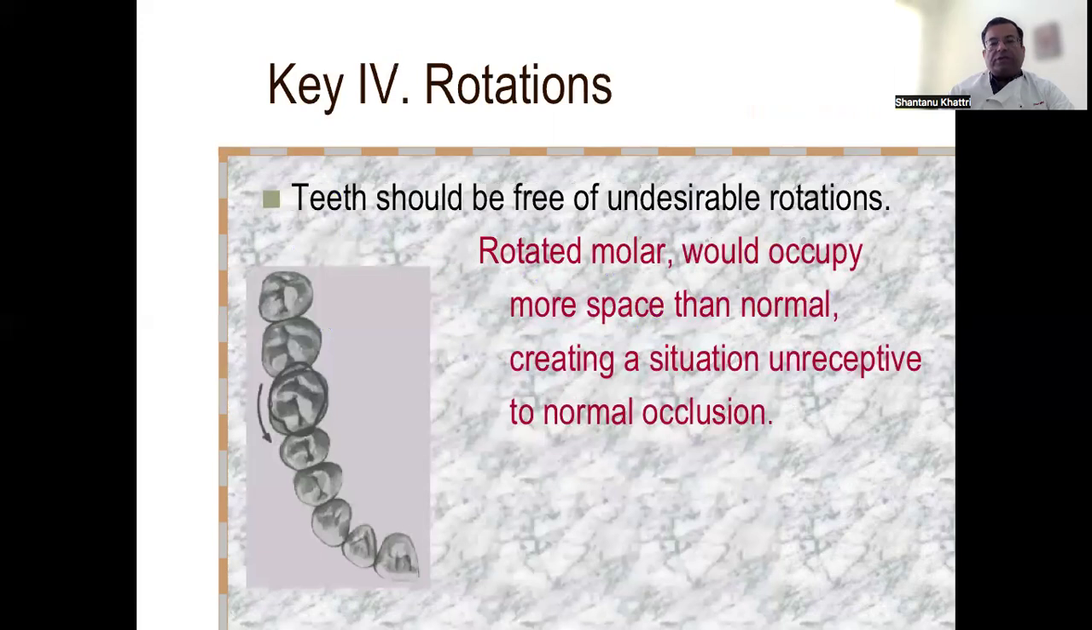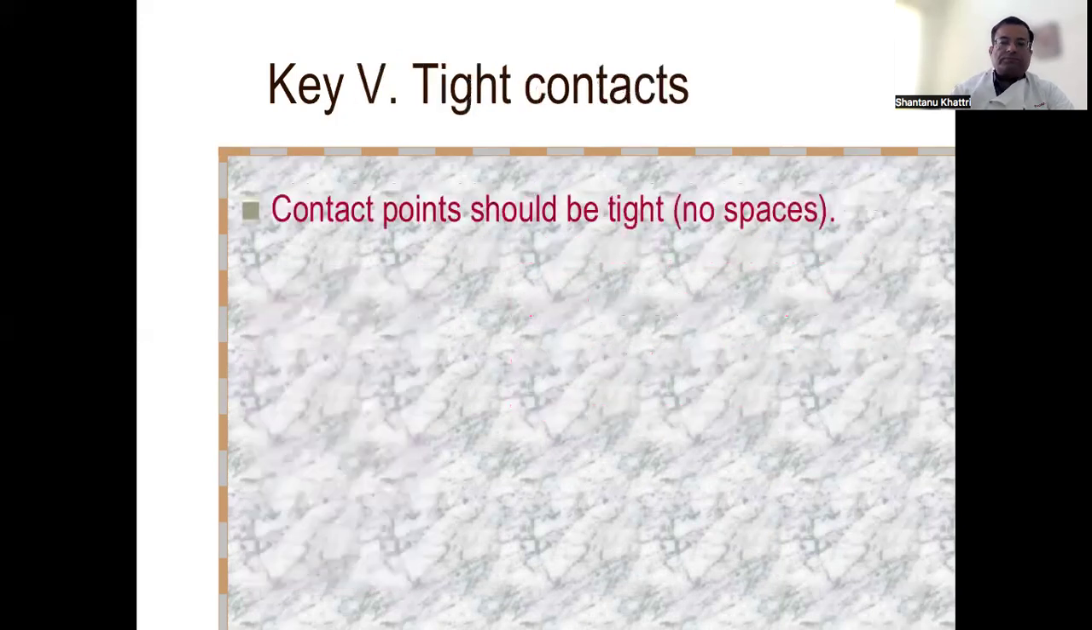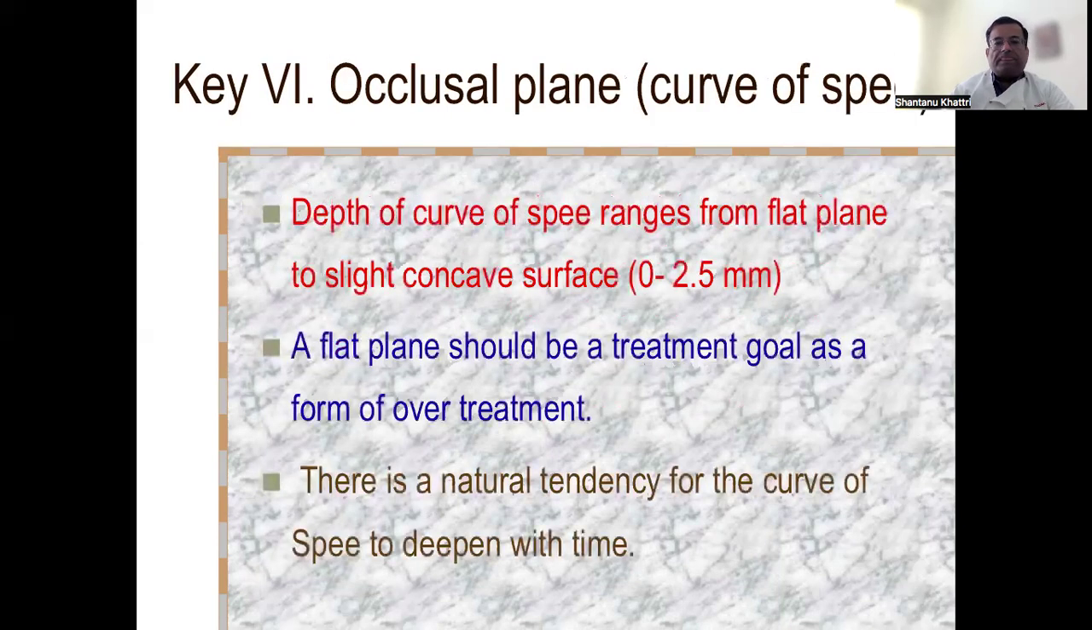Key 4 is rotation. The teeth should be free of any kind of undesirable rotations. A rotated molar will occupy more space than normal, creating a situation unsuited to normal occlusion. Key 5 is tight contacts. The contacts should be tight and there should be no spaces between the teeth.